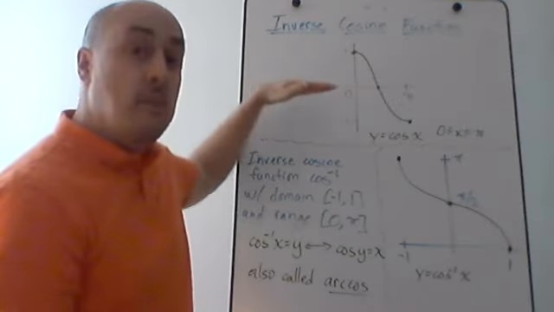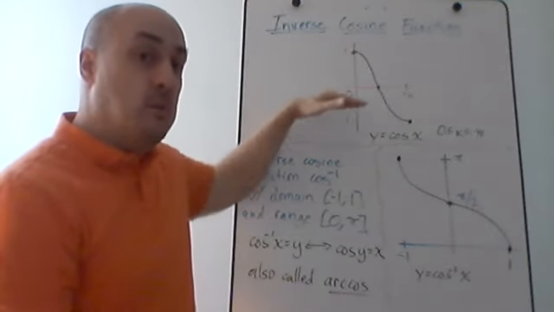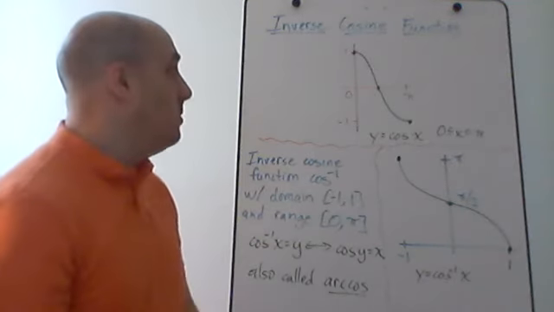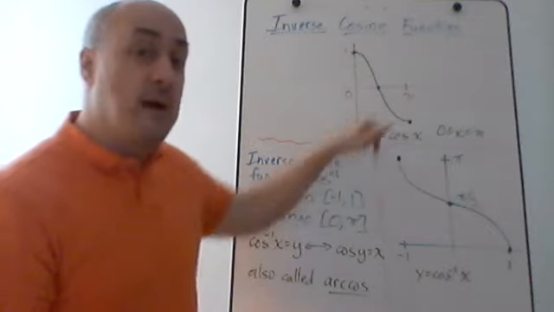Right? This graph here passes the horizontal line test. No matter where I draw a horizontal line, it's only going to hit that graph one single time. Therefore, it's 1-to-1. Therefore, this function here is going to have an inverse.